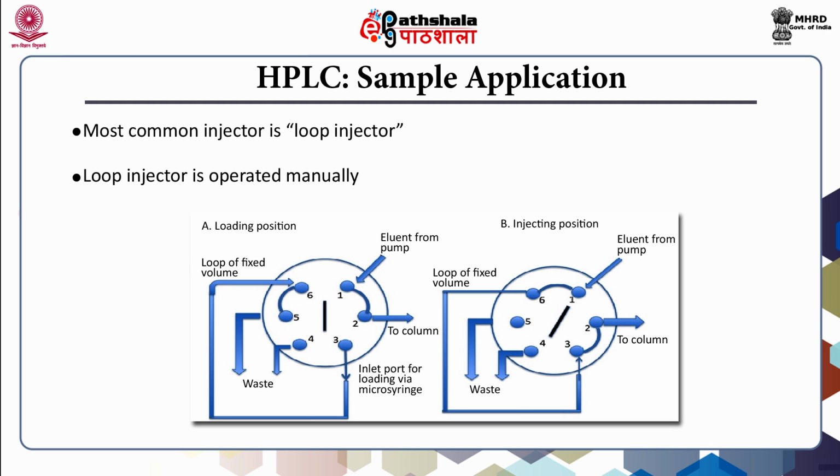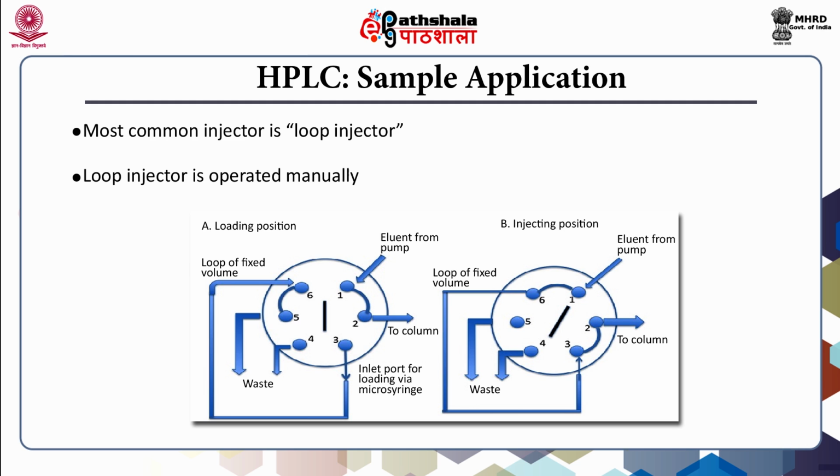The connection between port 3 and port 6 is the loop, and this loop has a fixed volume, and at this port we need to inject the sample. For example, if this loop has 20 microliter volume and we inject, say, 40 microliter of the sample, then this loop can hold only 20 microliter, and the excess 20 microliter will pass on from port 6 to port 5 and from port 5 to the waste. So, this loop contains only 20 microliter in that case, if its volume is 20 microliter.